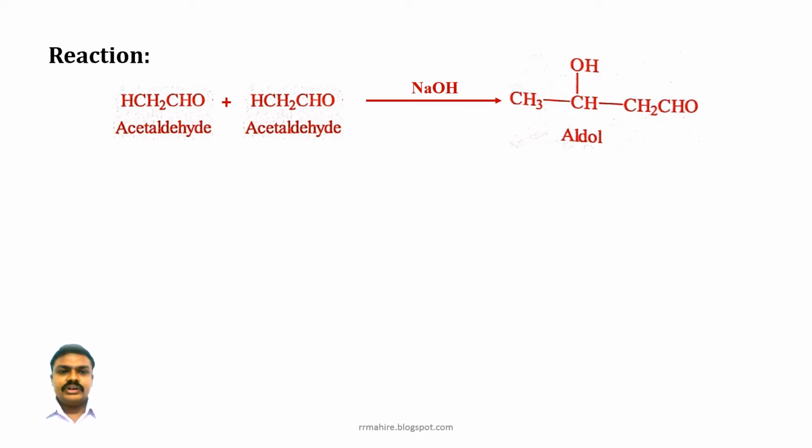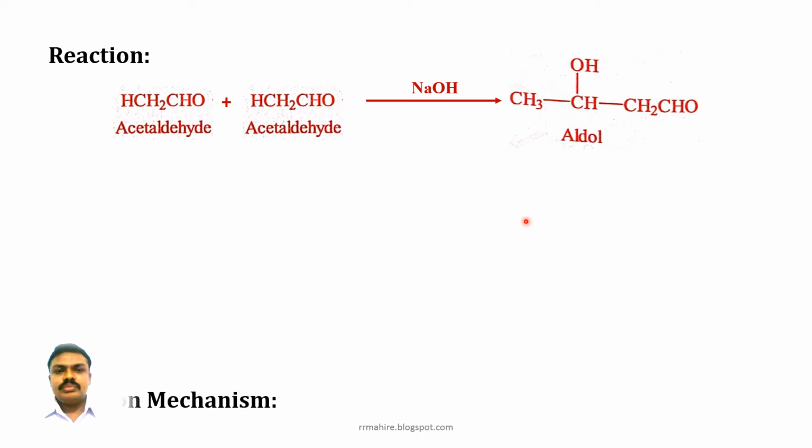In aldol condensation, two aldehydes react with each other in the presence of base and form a beta hydroxyaldehyde, that is nothing but the aldol. This reaction is known as aldol condensation reaction. In this reaction, the final product is beta hydroxyaldehyde, that is the aldol. See, this is the alpha, this is the beta, and at the beta position a hydroxy group is there. Hence, it is a beta hydroxyaldehyde, hence it is an aldol, hence the reaction is known as aldol condensation.